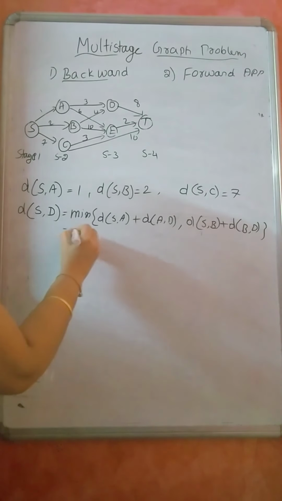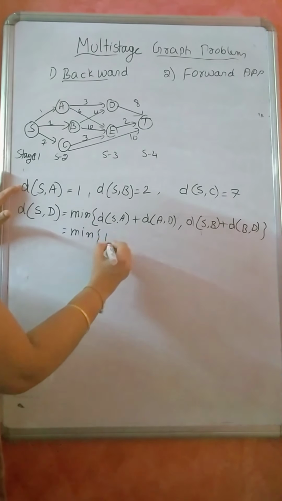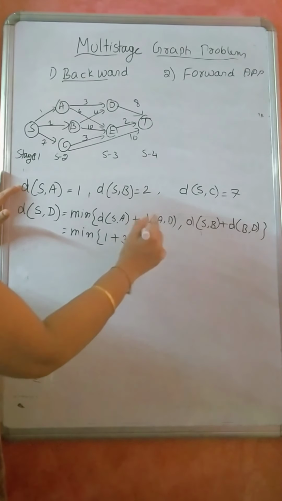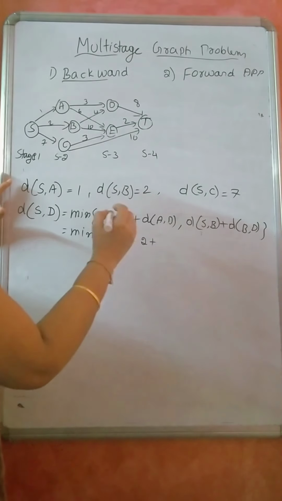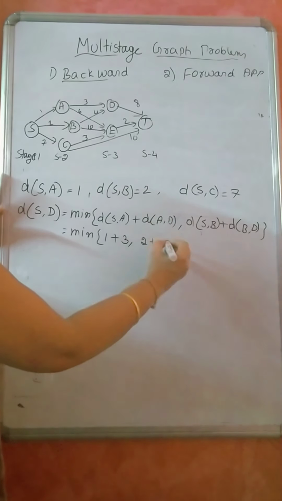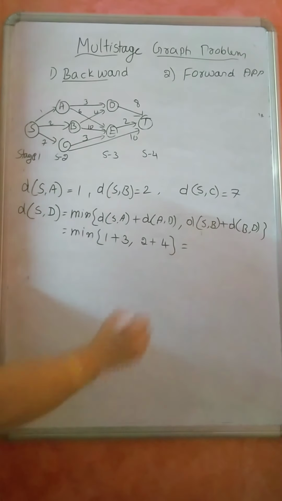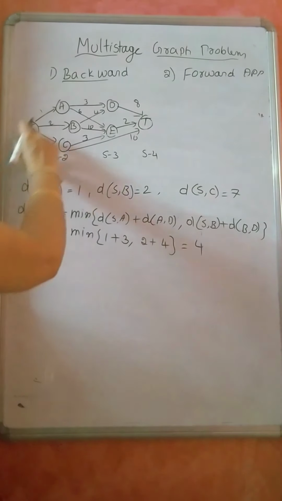So it is the minimum of, so distance from S to A is already computed. How much is it? 1 plus A to D, which is 3. Now S to B is already computed here, 2 plus distance from B to D. B to D is 4. So which is minimum in this one? The minimum is 4. That is S to D, over.